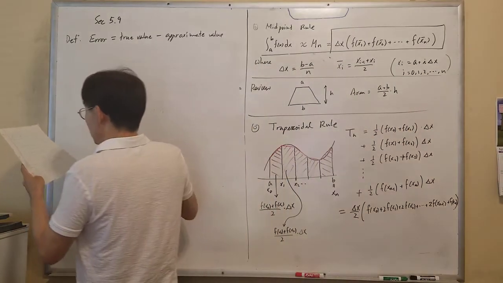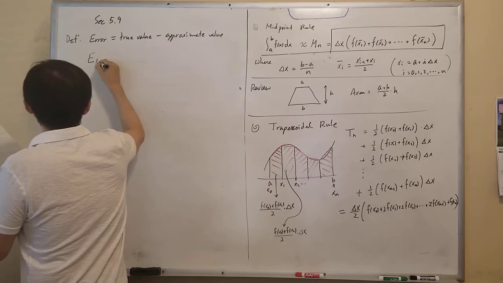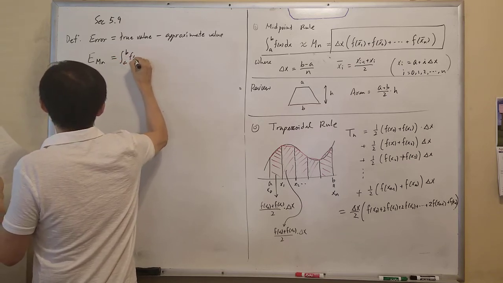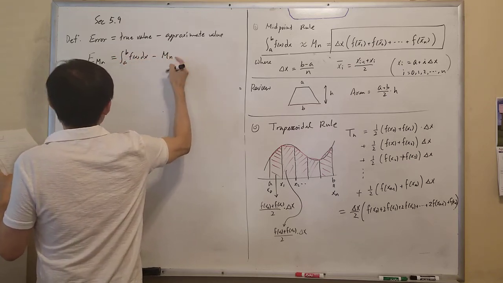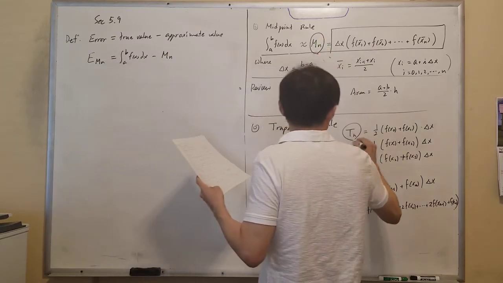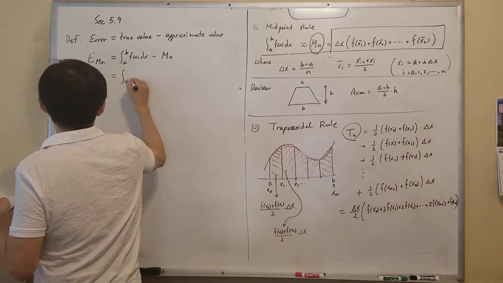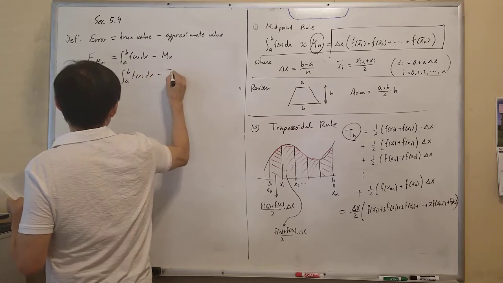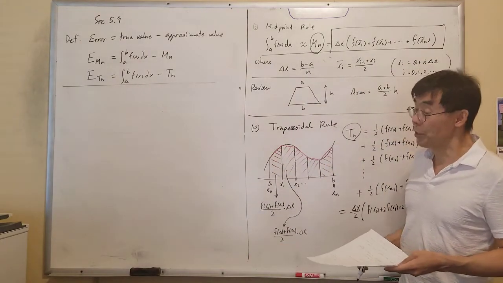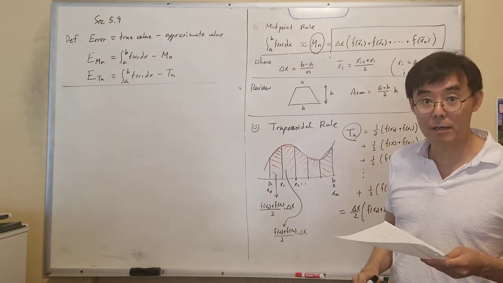Alright? So we define this notation. E for error, midpoint rule with n divisions, that is the true value minus the midpoint rule as we defined here. Alright? And then the error due to the trapezoidal rule is the true value minus the trapezoidal rule. Alright? Now, there is a theoretical upper bound of the error for each method.